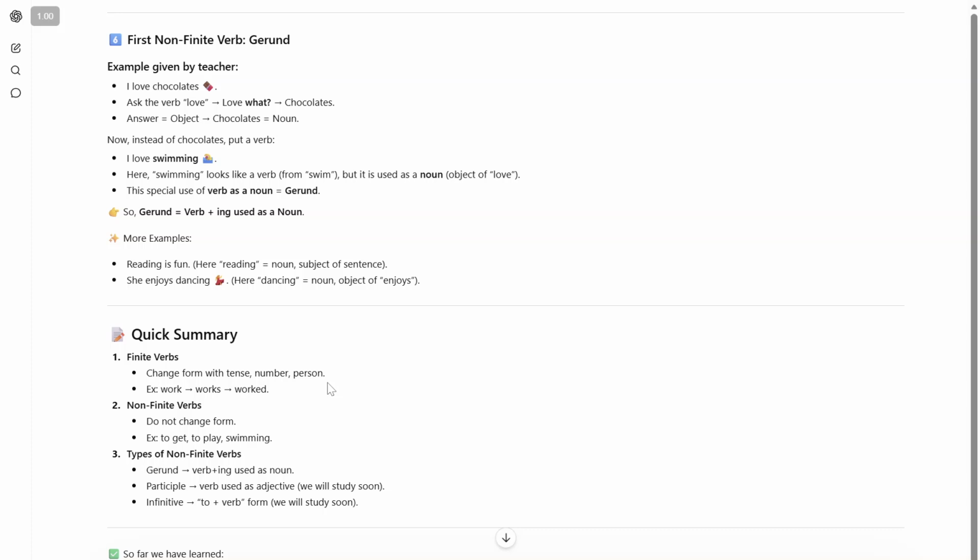More examples. Reading is fun. Here reading equals noun, subject of sentence. She enjoys dancing. Here dancing equals noun, object of enjoys.